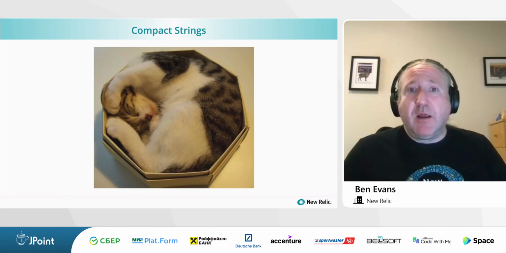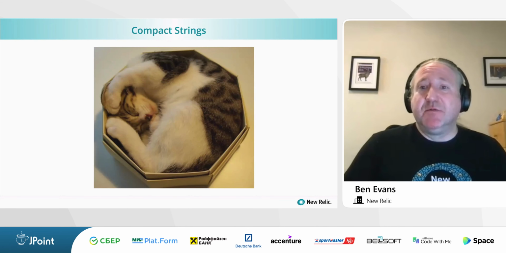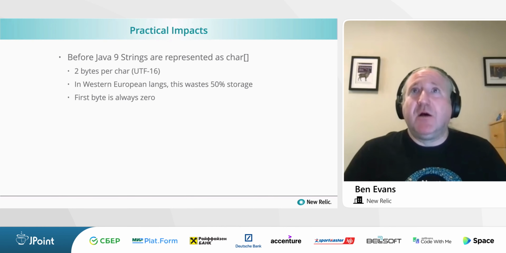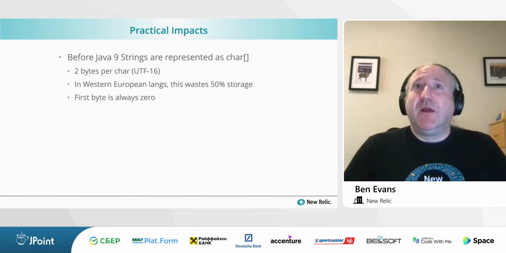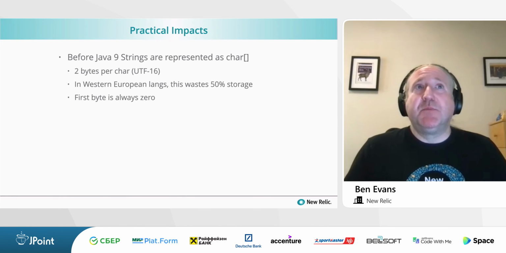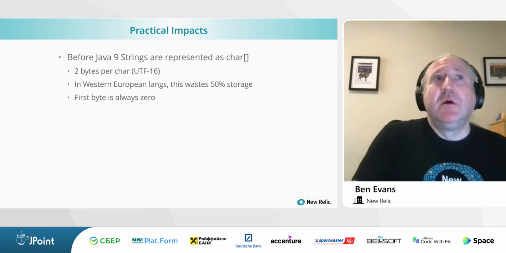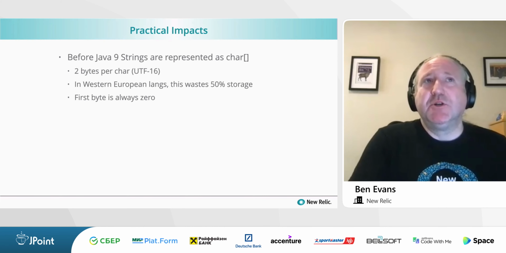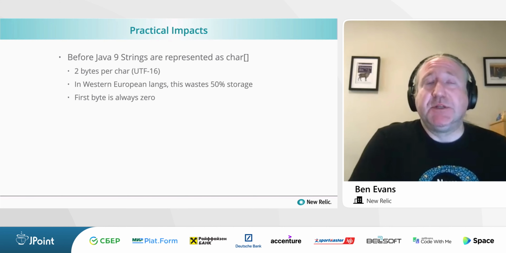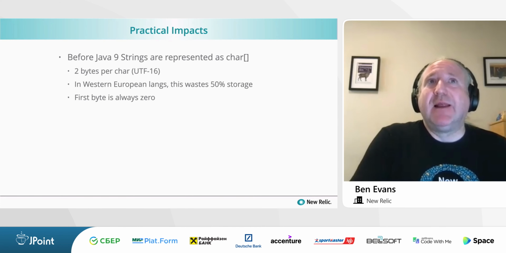Another major improvement in Java 11 is compact strings. So you probably know this, but before Java 9, strings are backed by an array of char. And chars are 2 bytes per character. That's actually the UTF-16 representation. So it's not really 2 bytes per char, it's actually 2 or more bytes per char. But UTF-16 very rarely uses a third or fourth byte.